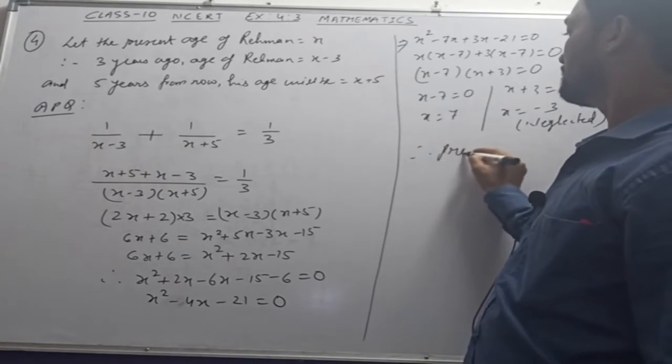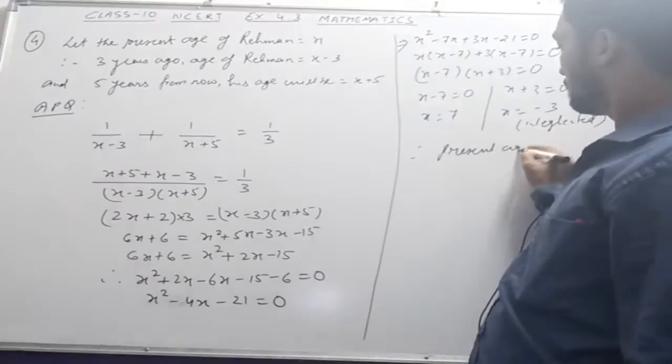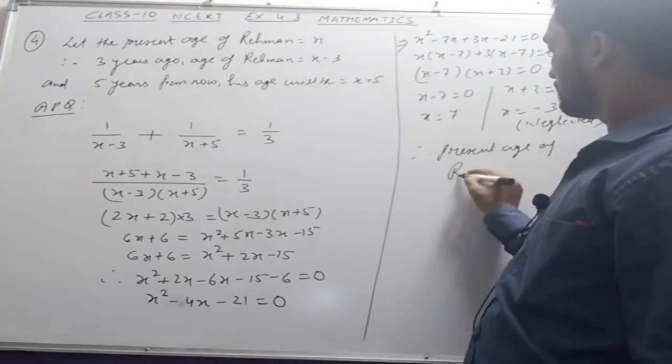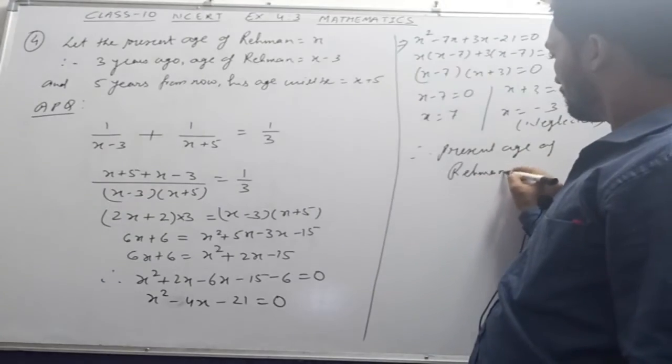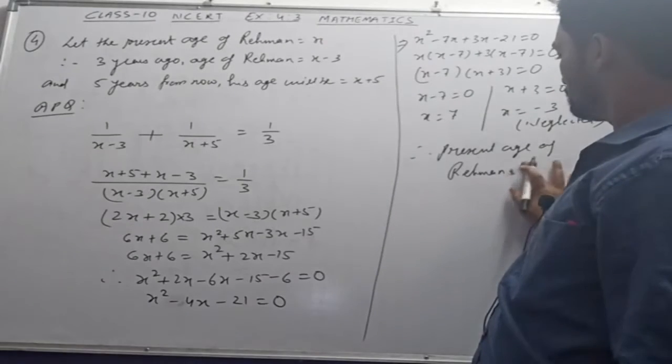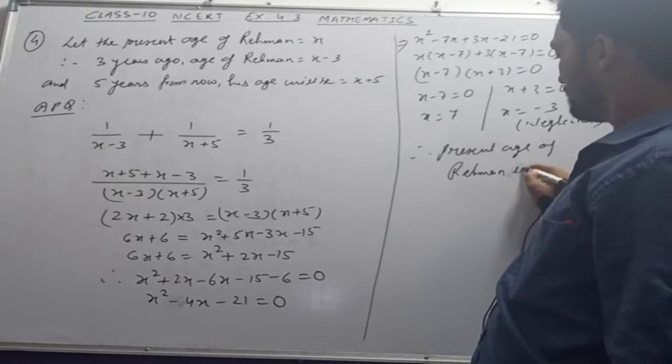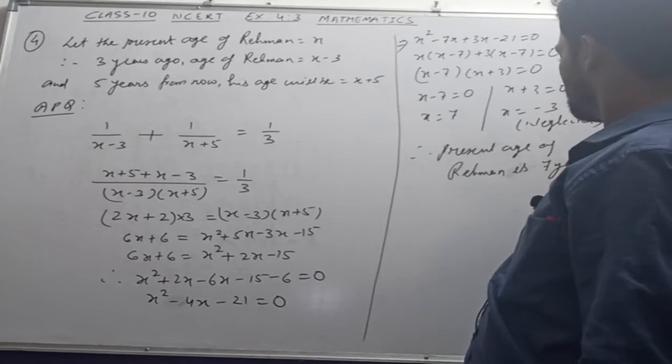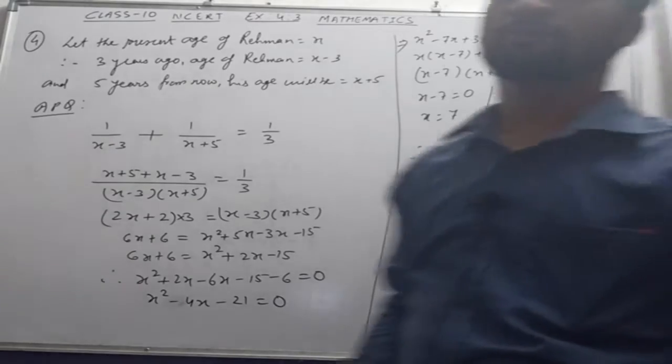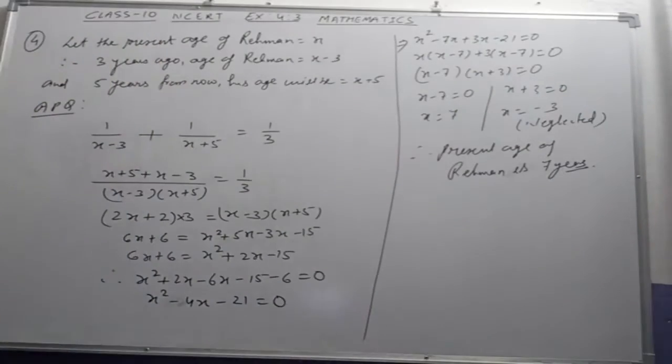Therefore, the present age of Rahman is what? Rahman is 7 years. So this will be your answer.